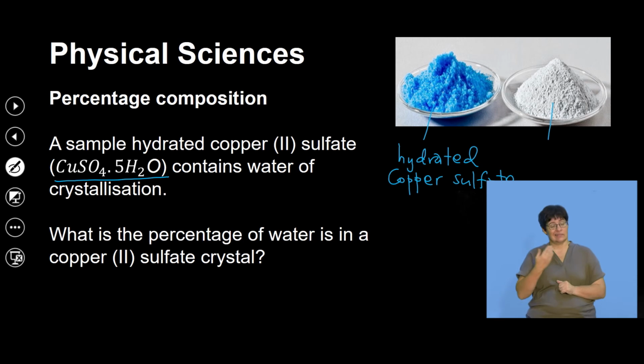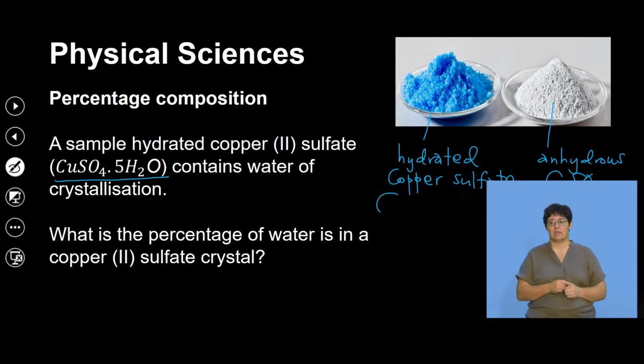And then on the other end, we have the one that appears white in color. What exactly has happened here? If you burn the hydrated copper sulfate, you actually remove or eliminate the water of crystallization. Then it forms the very same white substance, which is anhydrous copper sulfate. Anhydrous means without water. So this white one is copper sulfate without the water of crystallization.